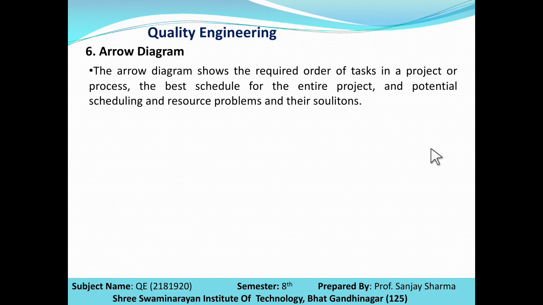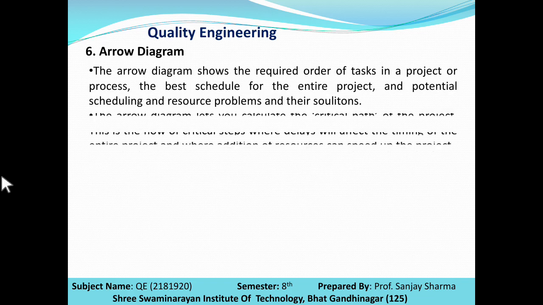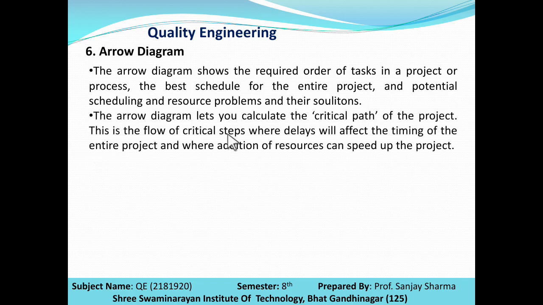The sixth one is the arrow diagram. The arrow diagram shows the required order of tasks in a project or process, the best schedule for the entire project, and the potential schedule and resource problems and their solution. In an arrow diagram, it shows the proper pathway that a particular product should go in this direction. The arrow diagram lets you calculate the critical path of the project.